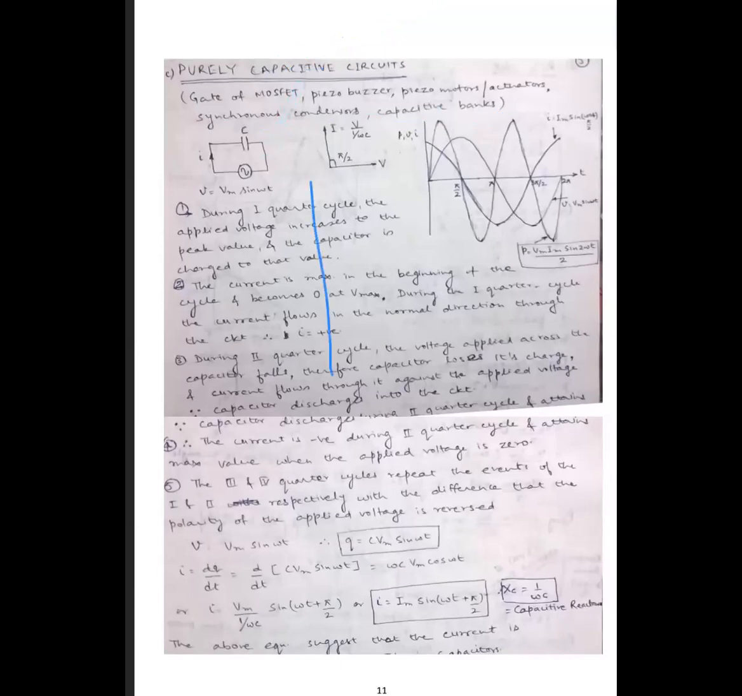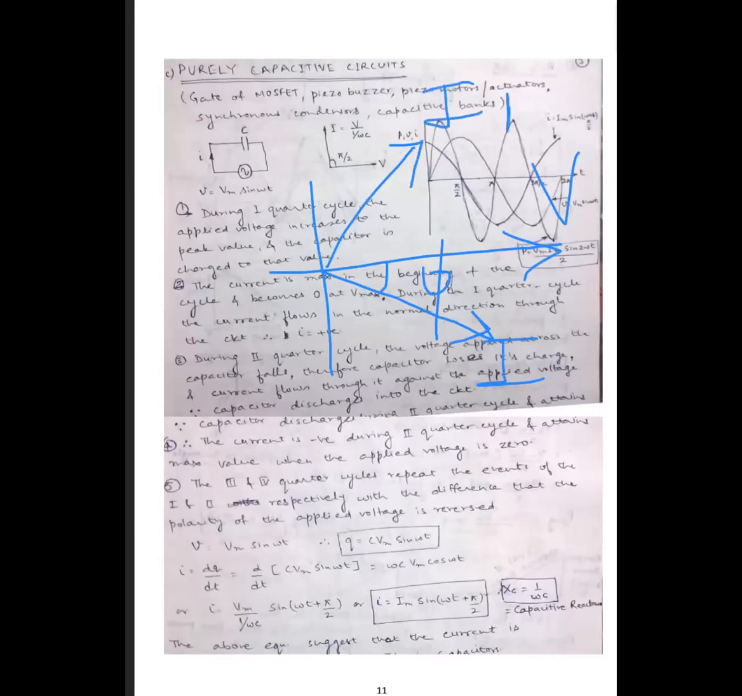So if the current is lagging the voltage by any angle phi, or you can say it is leading by any angle phi, okay, so whatever it may be, the cos of the angle between the current and the voltage is called the power factor.